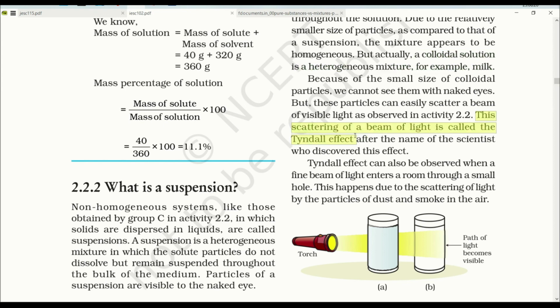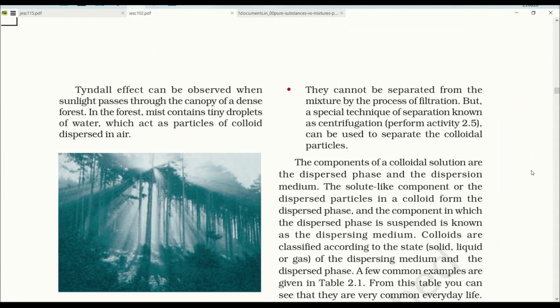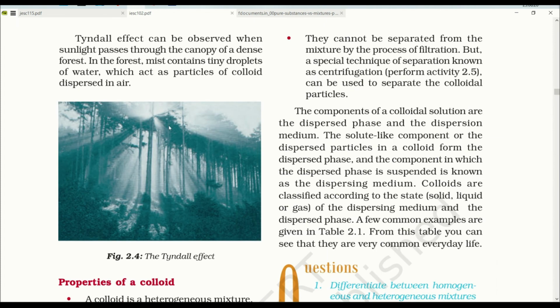This scattering of a beam of light is called the Tyndall effect, after the name of the scientist who discovered the effect. The Tyndall effect can also be observed when a fine beam of light enters a room through a small hole. This happens due to the scattering of light by particles of dust and smoke in the air. Here you can see a photograph of the Tyndall effect. The light that you can see between the branches of the tree is a Tyndall effect. It can be observed when sunlight passes through the canopy of a dense forest. In the forest, mist contains tiny droplets of water which act as particles of colloid dispersed in air.